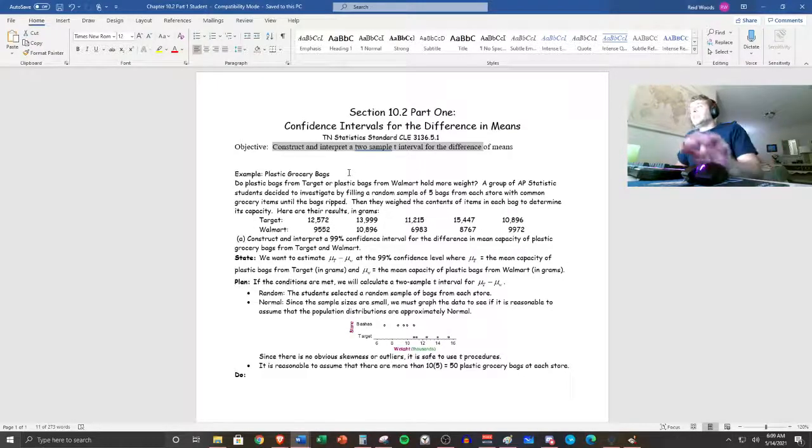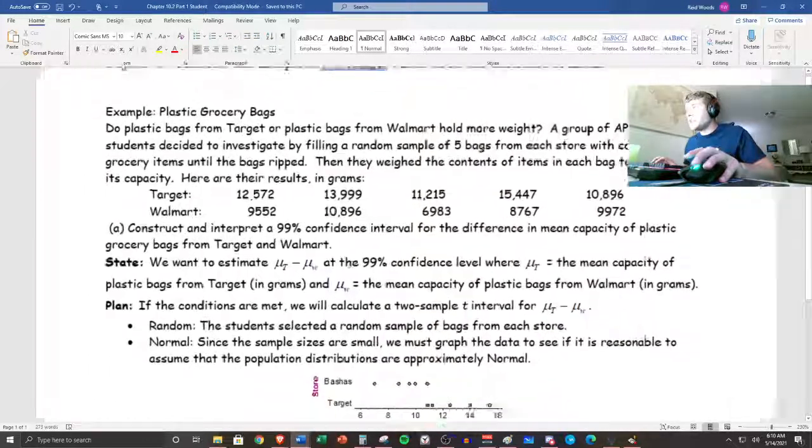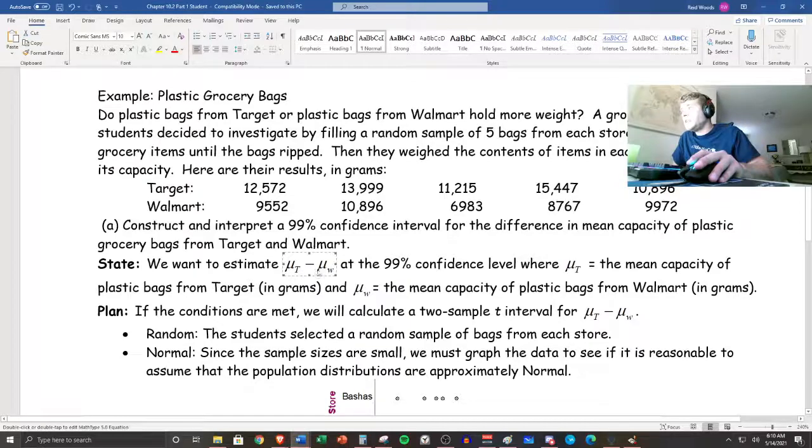So the statement has already been made. Now, normally on AP test free response, you would want to write this out, and you'd have to write it out on your own. So we're trying to see the mean difference. Okay, what we're trying to figure out, we want to make this interval for the mean difference of the capacity. Okay. So they have notations here for these means where we're seeing T and W. T is Target, W is Walmart. And so that's what we want to do.